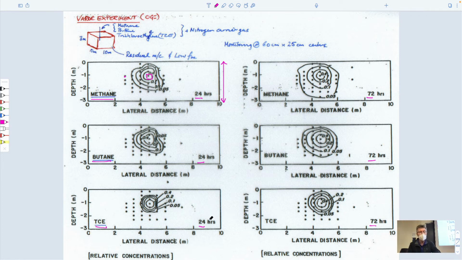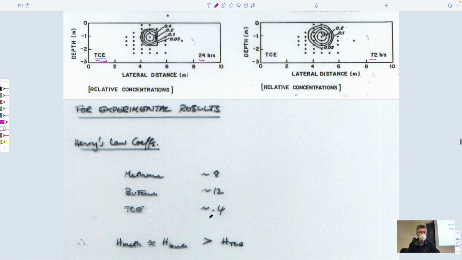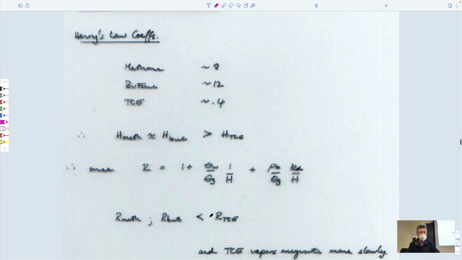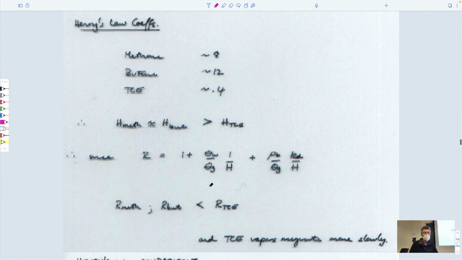And so you can see whether that corresponds, what controls that, in terms of the Henry's law coefficients. And if you evaluate the Henry's law coefficients for methane and butane, you find they're of the same order of magnitude, quite high, and therefore have quite high diffusion rates. And TCE is almost an order of magnitude lower, right? 0.4 versus 8. And so this is the one that travels less far.